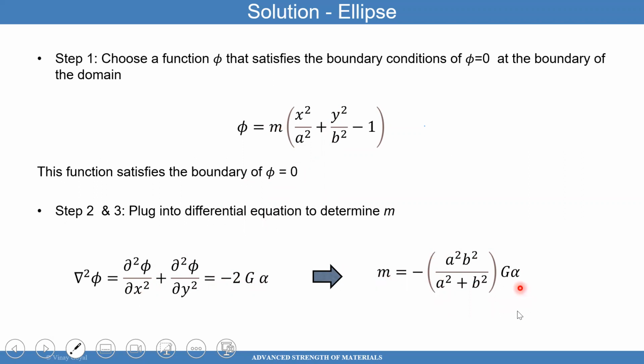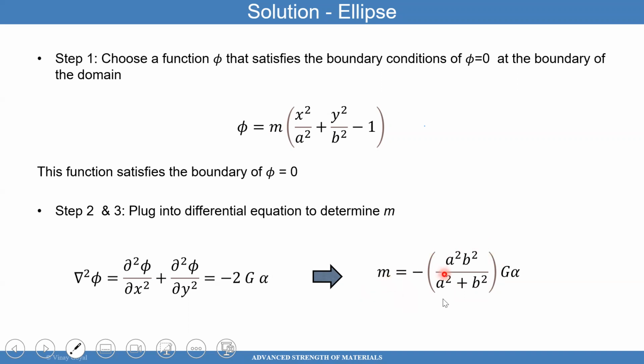Very simple equation where G is the shear modulus. A and b are just the properties of that ellipse. Remember, a is the distance from the center of the ellipse to the outer fibers along the major axis, and b is the distance from the center to the outer fibers along the minor axis. Is this clear so far?